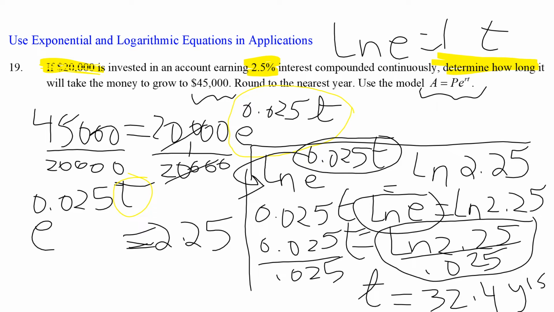So if I invest $20,000 at a 2.5% interest rate, compounded continuously, it'll take the money 32.4 years to grow to $45,000.